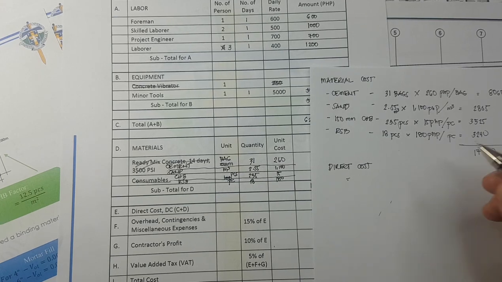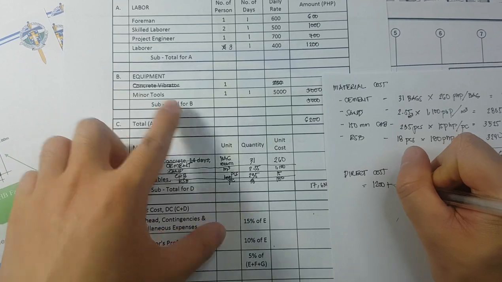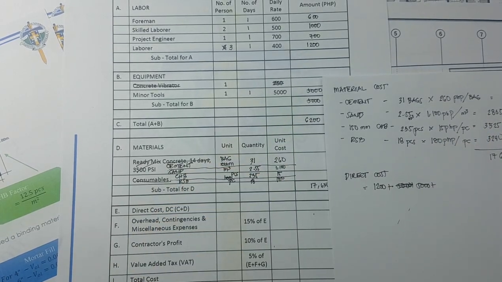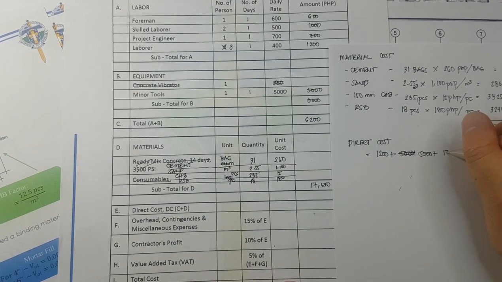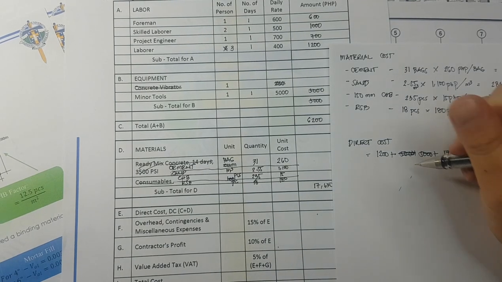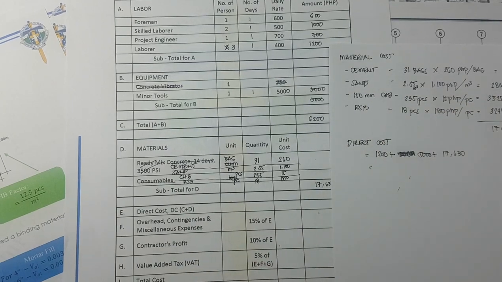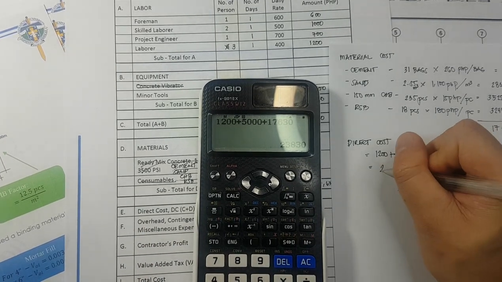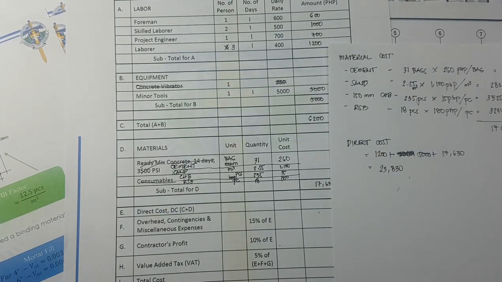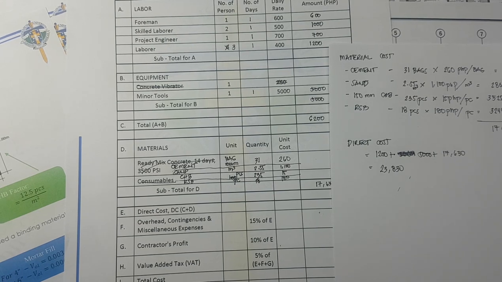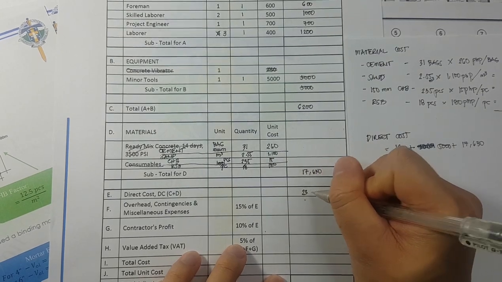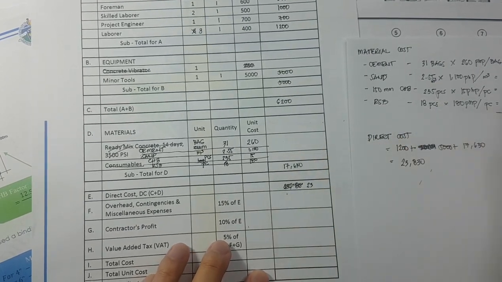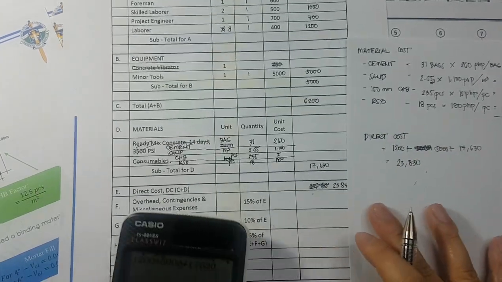Now, the direct cost is equivalent to labor of 1,200 plus the equipment of 5,000 plus material cost of 17,630. Okay, there. So that is equivalent to 1,200 plus 5,000 plus 17,630. So that is 23,830 pesos. Okay. Then, we now proceed with our overhead.